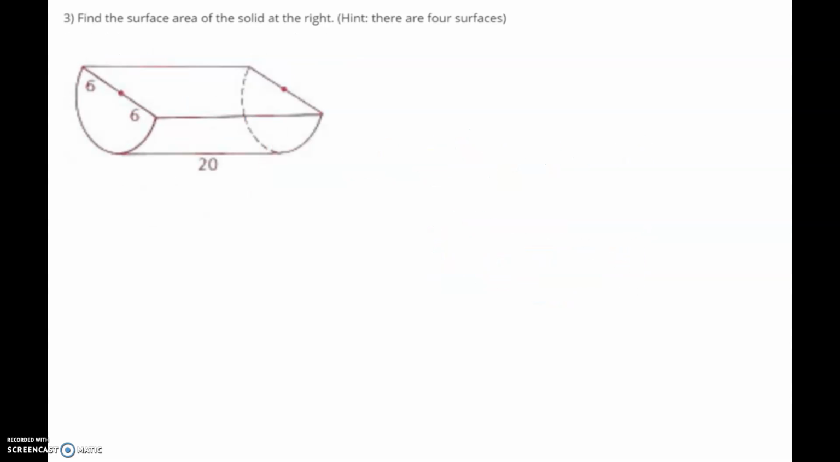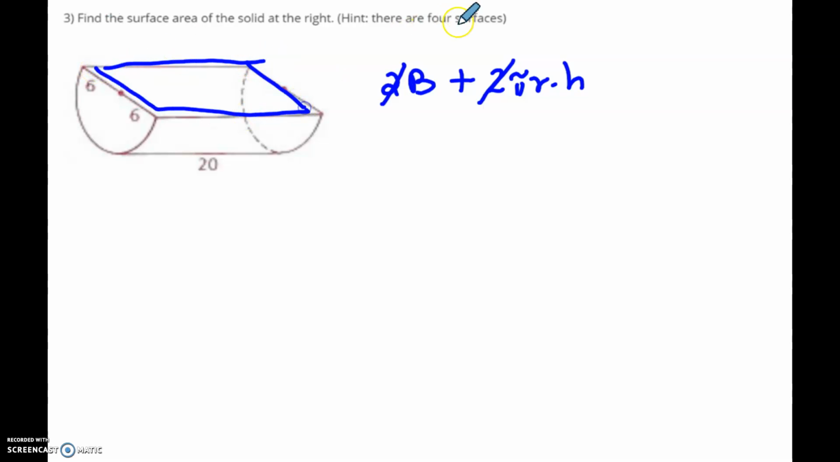On to number 3. Number 3, we have half of a cylinder. If you remember, a cylinder is usually 2 circular bases. Well, we only have 1 because we have a half. Plus your lateral area, which is your circumference, 2 pi r, times your height. But again, we only have half of that lateral area, so I'm going to cancel out that 2 too. In this case, we also have this rectangle on top. That's our 4th surface that they gave us a hint about.